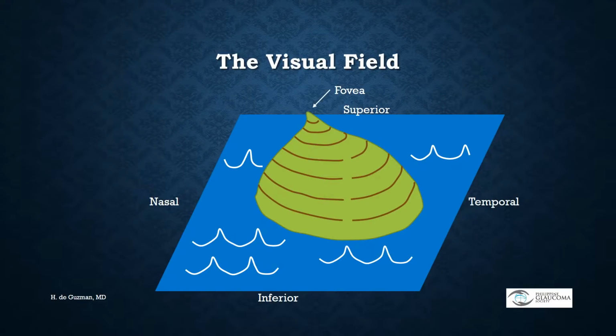Our island hill has a peak, and that is the highest elevation on the island, and it corresponds to the area of highest sensitivity, which is the fovea. Our island also has a deep well which goes all the way down to sea level, and this corresponds to our blind spot.